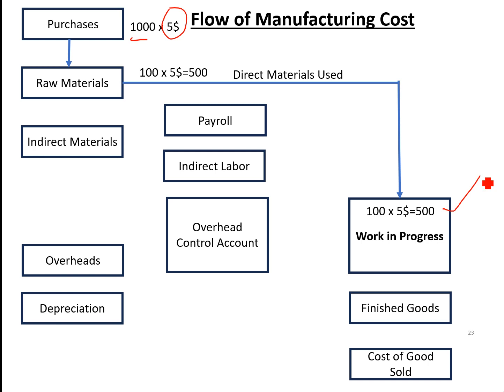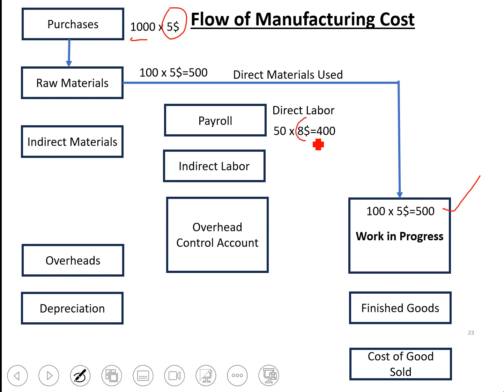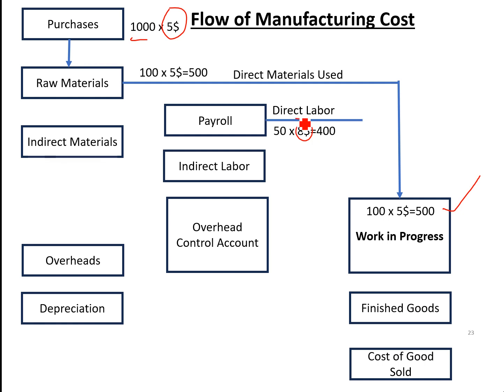Same like that, we have payroll, or we can say direct labor. So direct labor, imagine to make that 40 units of A, we need 50 labor hours, and every labor hour will cost us $8. So total our labor cost to make these 40 units is going to be $400. So that also we can directly put in work in progress, because we know whatever amount we spent, we can debit work in progress and we can credit cash. So that amount also went into work in progress, that is $400. So these two things are easy now.